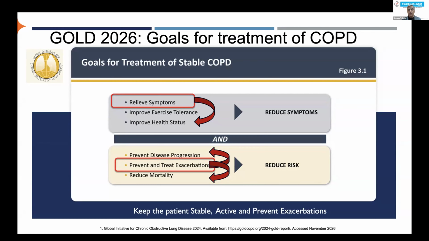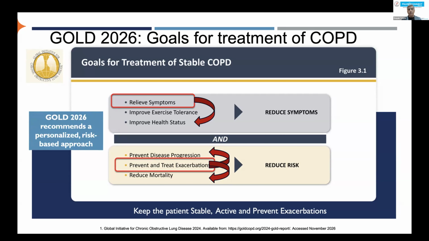And the future risk is of disease progression, exacerbations, and future risk of early death. So we need to overall improve not only the quality of life of the patient, but also the quantity of the life of the patient. So, in a nutshell, when we treat a patient of COPD, our idea is to keep them stable, keep them active, and prevent the periodic worsenings, or what we call exacerbations.